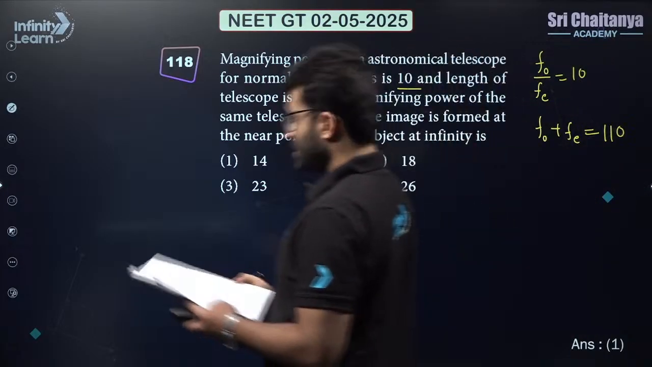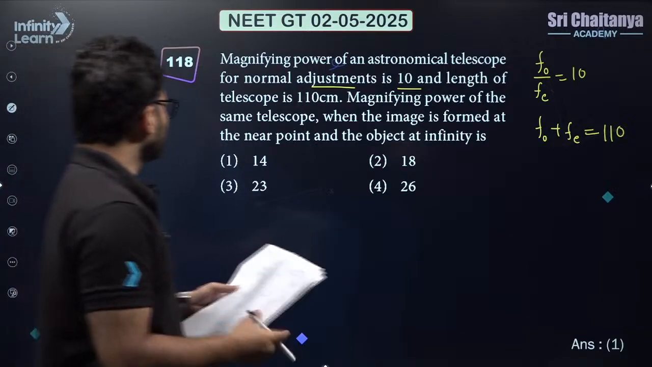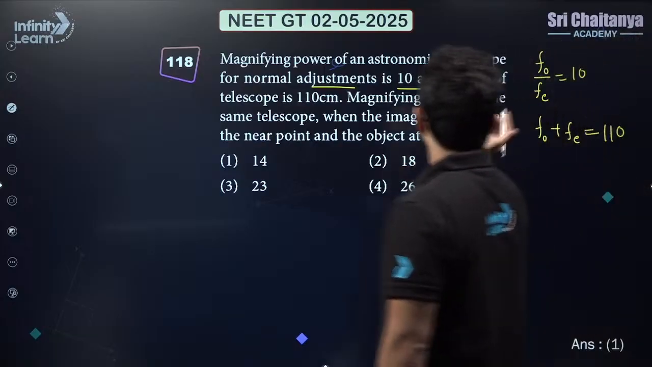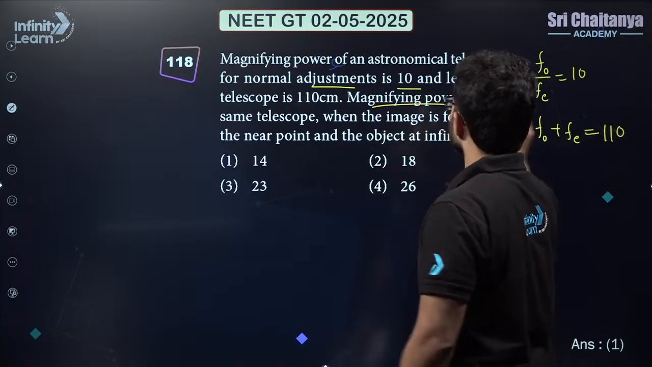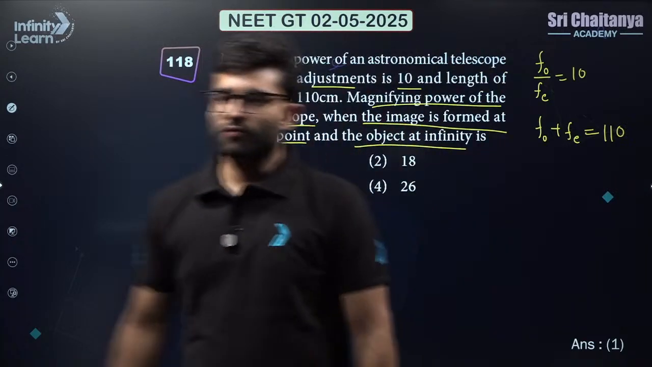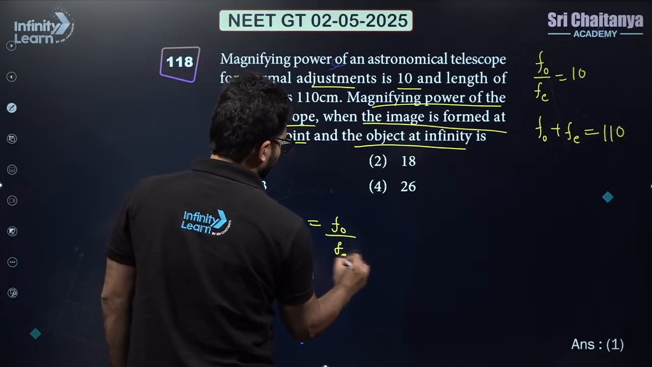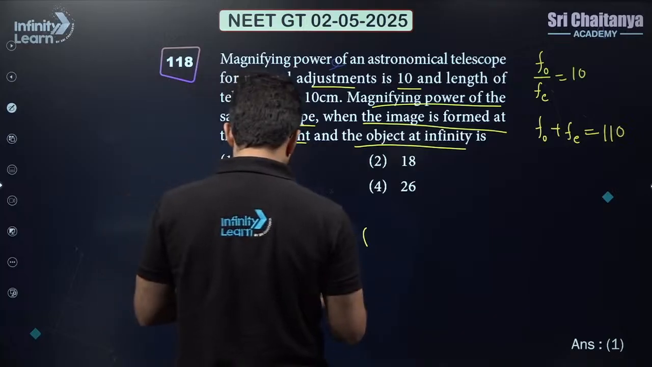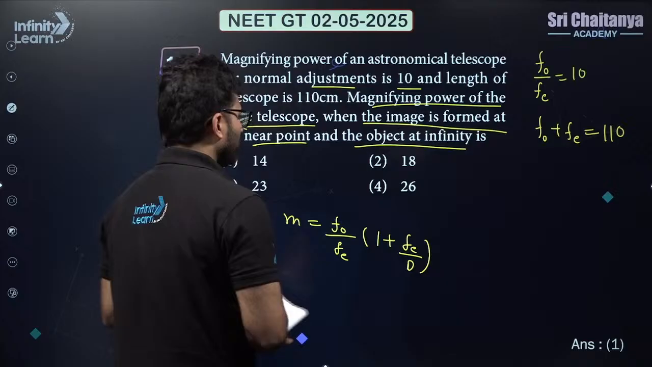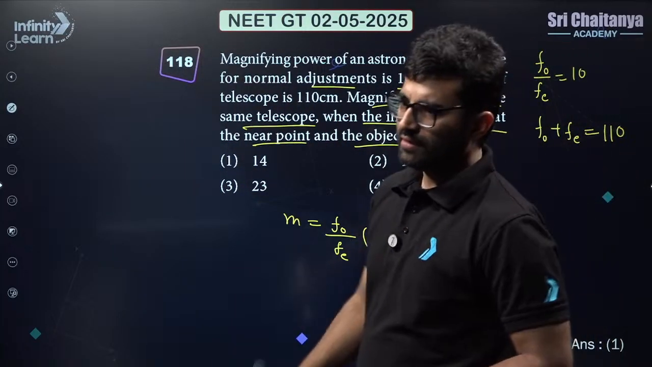When the image is formed at the near point, they are asking you, what is the magnifying power of the telescope when the image is formed at the near point and the object is at infinity? So what is the formula in such a case? That is f0 by fe, into 1 plus fe by d. That is my formula, right? So you calculate f0 and fe from here and put that into this formula and you will get the answer. Is that clear?